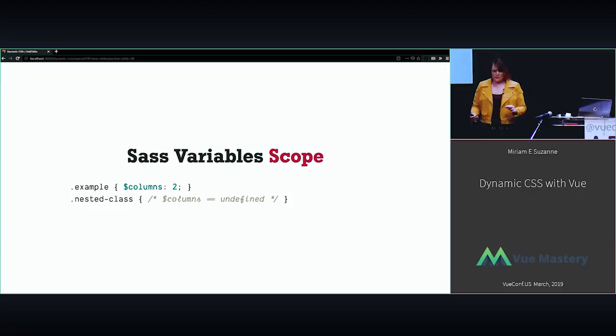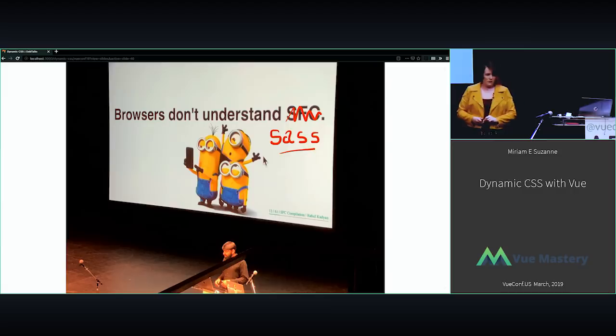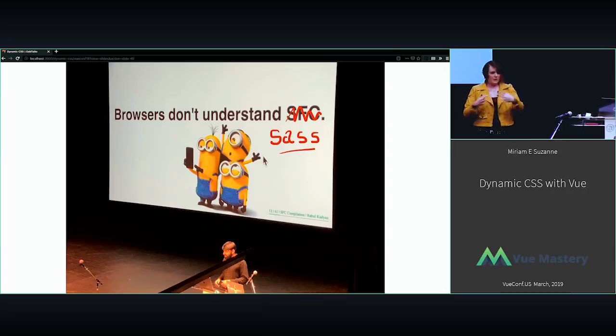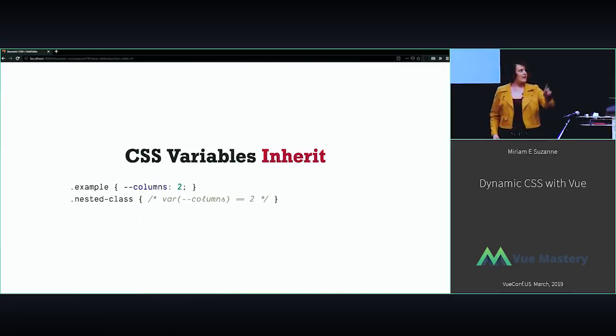So it's a little different than Sass variables, and you'll see why. Sass variables scope the way that JavaScript or other languages scope, where you're dealing with the file and the code itself. So if we're inside of the example and we set columns to 2, and then we go to a nested class and check for columns, it won't be defined because we're in a different scope in the code. That's because browsers don't understand Sass, and Sass doesn't understand the DOM. So there's no communication there. We can't get where we're trying to go.